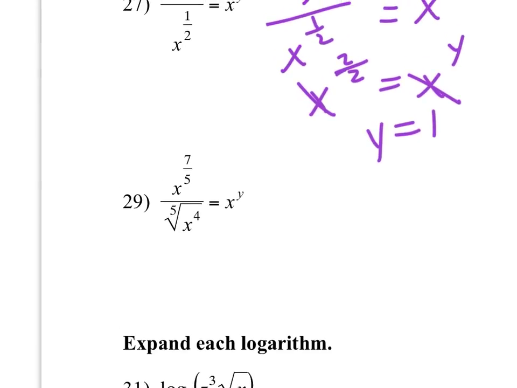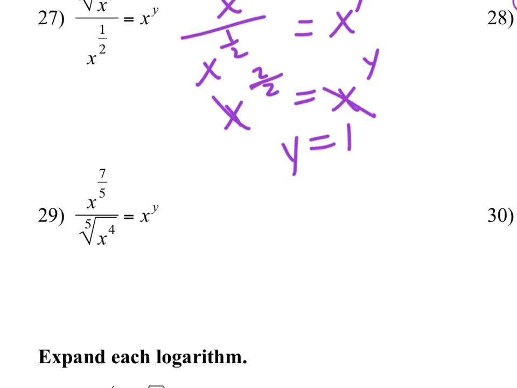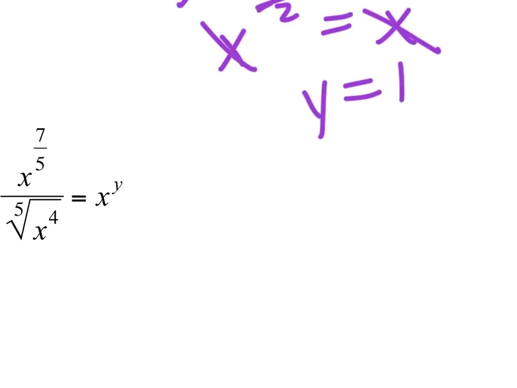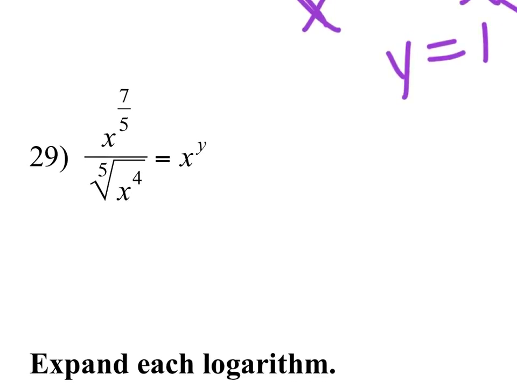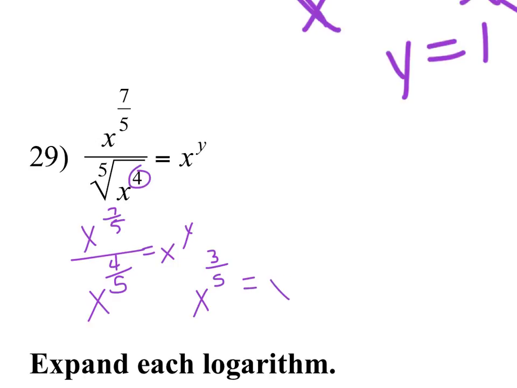This one here, same thing, just the fractions that we have to change is on the bottom. So with this one, we get x to the 7 over 5 over x to the, remember this is top, bottom. Subtract those. 7 minus 4 is 3, so it's x to the 3 over 5 equals x to the y. The x's drop out, and I'm left with 3 over 5 is equal to y.